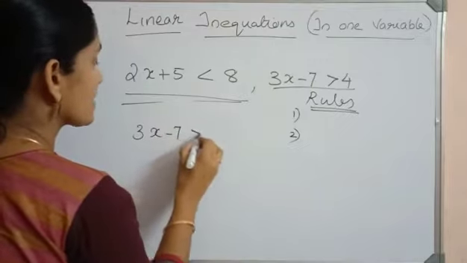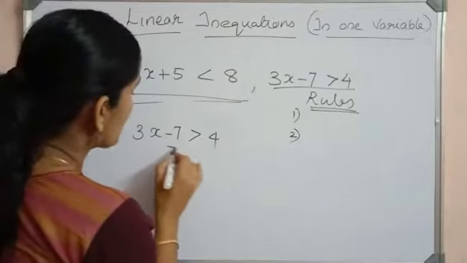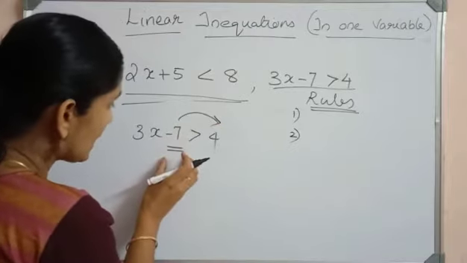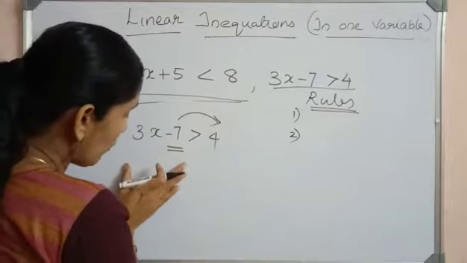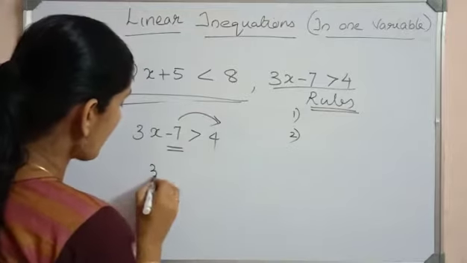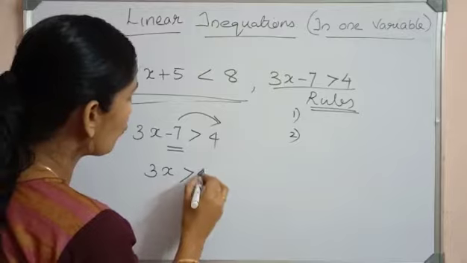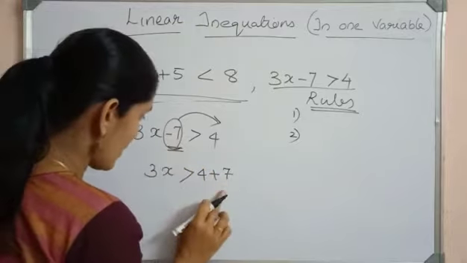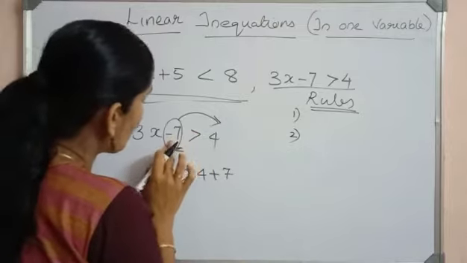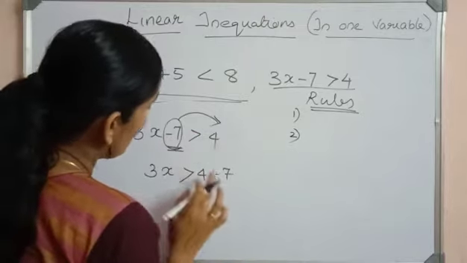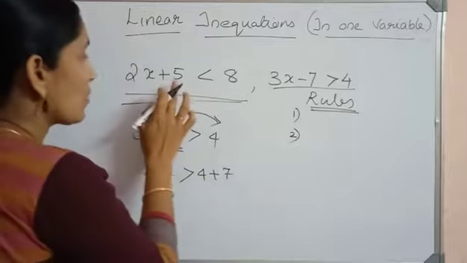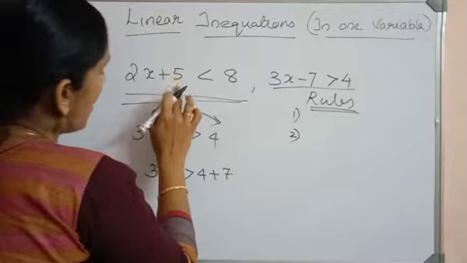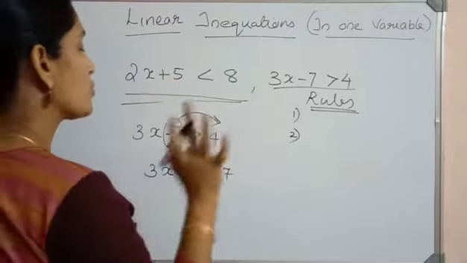3x minus 7 is greater than 4. So we are transferring the negative term minus 7 to the other side. When you are transferring a negative term from one side of the inequation to the other side, this becomes 3x greater than 4 plus 7. The sign of the term changes. That means it becomes positive. When you are transferring a negative term from one side to the other side, the term becomes positive. When you are transferring a positive number from one side to the other side, the term becomes negative. These are the first two rules.